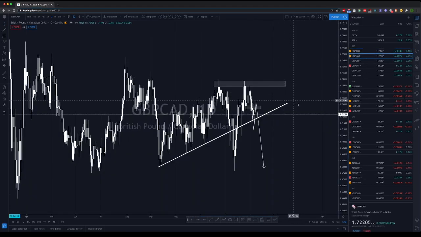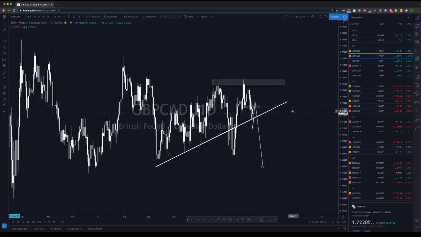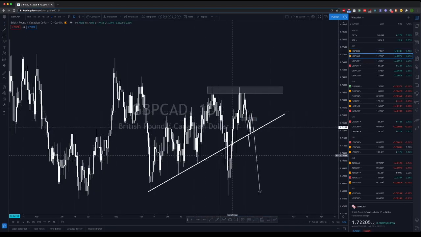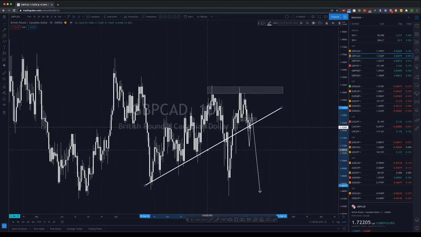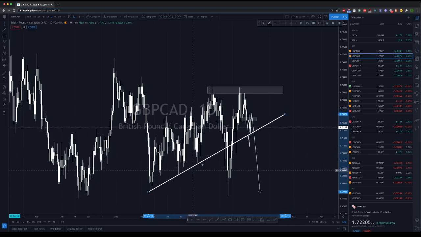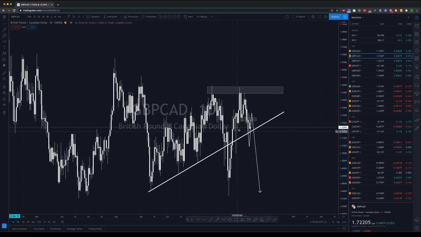GBPCAD. Alright, so the outlook for this is still the same. I just neatened the trend line a little bit. I think before I had my trend line a bit like this, but now I've adjusted it to clean up the price action just that little bit more. So let me just clean this up actually. Okay, remove this. No, you know what, I'll leave that on there.